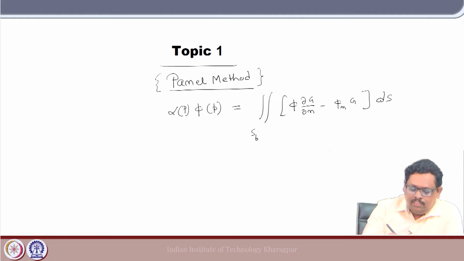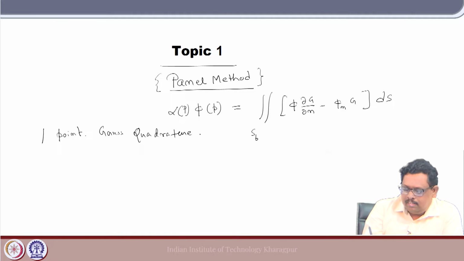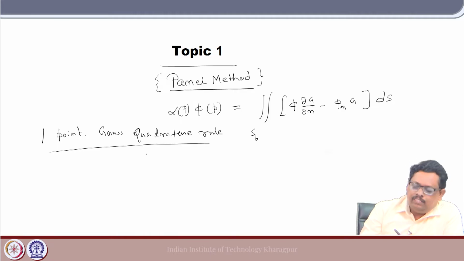Now, why are we doing it? We are using the one point Gauss quadrature rule. Why is this important? Because here we assume, number 1, that these panels are sufficiently small, and also we are considering that G is very simplified, 1 upon R.